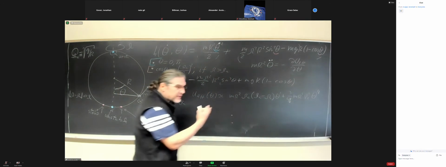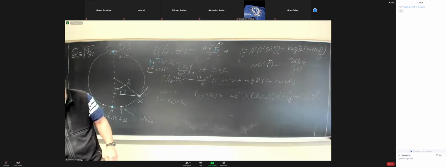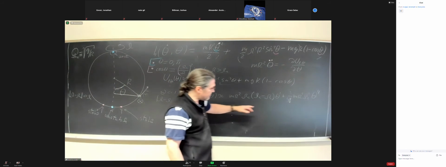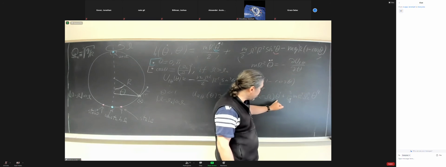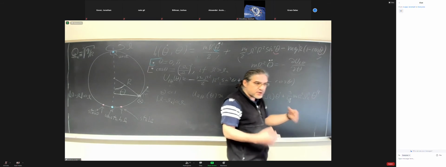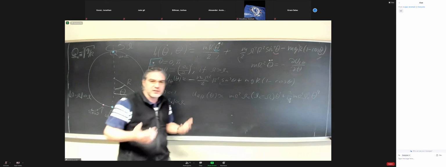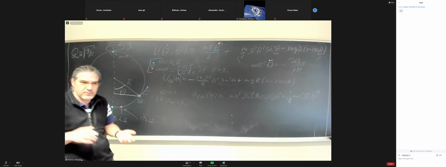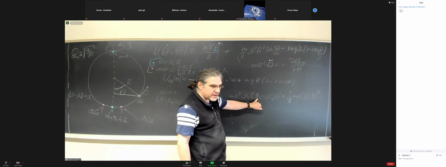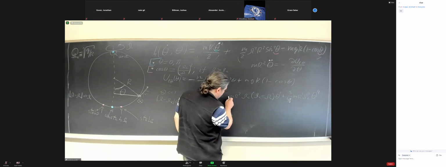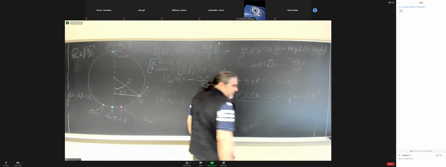So now let's see what actually happens here. First of all, we still see that when I change theta to minus theta, nothing is changing because there are only even powers here, right? So my potential energy is still symmetric when I change theta to minus theta. But what happens when omega becomes larger than omega critical? This term changes sign. The square term changes sign.